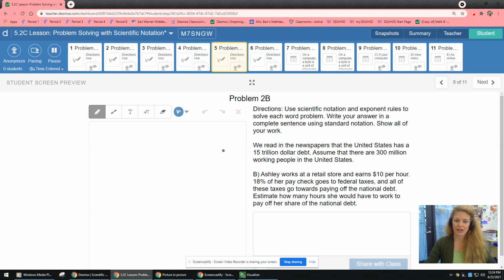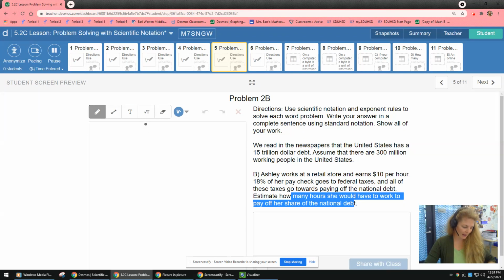So problem 5, 2B, slide 5, here we have Ashley, and she works at a retail store. She earns $10 per hour, and 18% of her paycheck goes to the federal taxes. So that taxes is going to go to paying off the national debt. So how many hours would she have to work to pay off her share of the national debt?